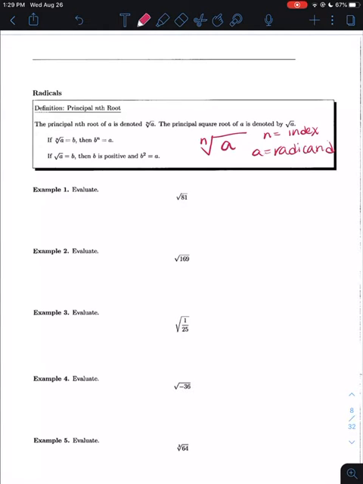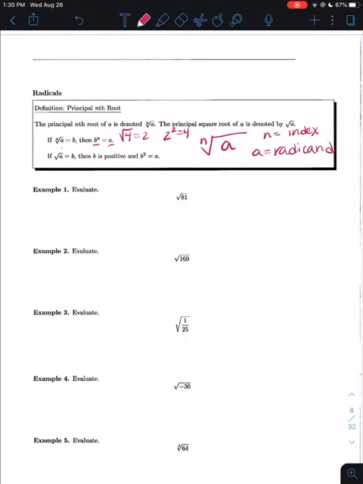So the nth root of a equals b. That means b to that power equals a, and that's pretty much how that chart works. So for example, if the square root of 4 equals 2, this also means that 2 to the second power equals 4.